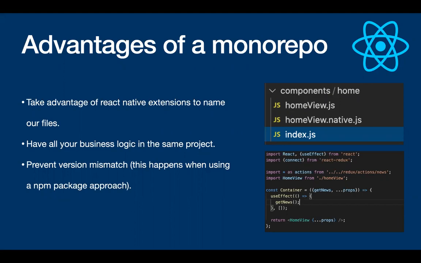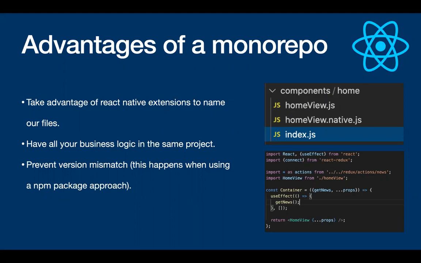So for example, here we have a container that has a home view, and the home view is imported without specifying the extension. So in the case of React Native, it will go and look for the view for the mobile design, and in the case of the web, it will go and look for the .js file that has the web design. This is really useful and is what will power all this architecture, because this way we can abstract each view from the business logic without doing much work when importing them.